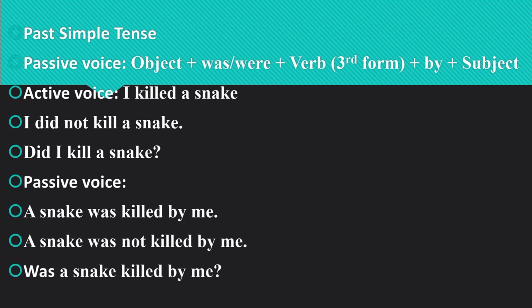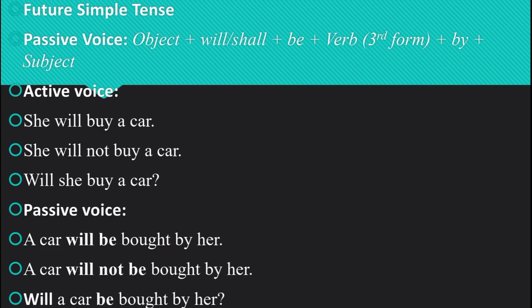Did I kill a snake? When we are converting this sentence into passive voice, it will become was a snake killed by me? Let's move to simple future tense. Let's see an example now.